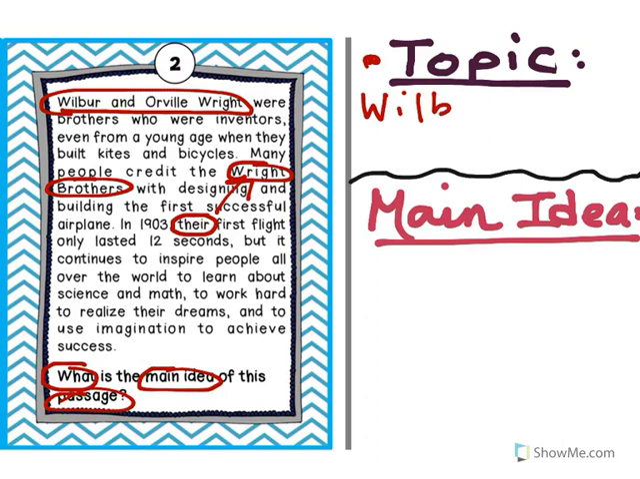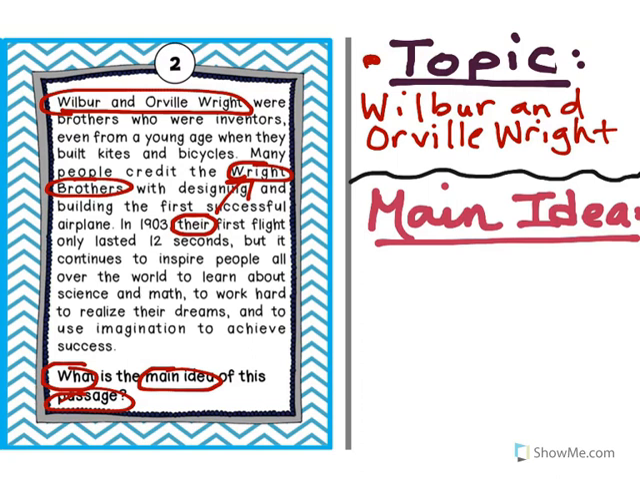Wilbur and Orville. And I need to spell it correctly. So let's spell it correctly. I need to remember I can't talk and write at the same time. Okay, so in my main idea, I need to make sure that I use the phrase Wilbur and Orville Wright.